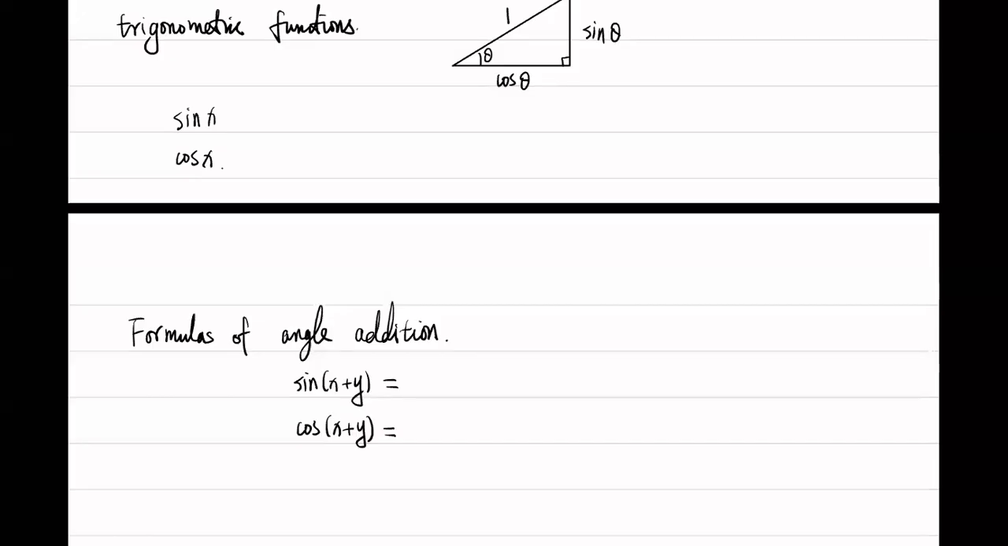Okay, Sophia, could you recall the formula for these two? Sine, cosine y, plus minus cosine x sine y, times. Okay, very nice. So this is the formula for angle addition of sine.